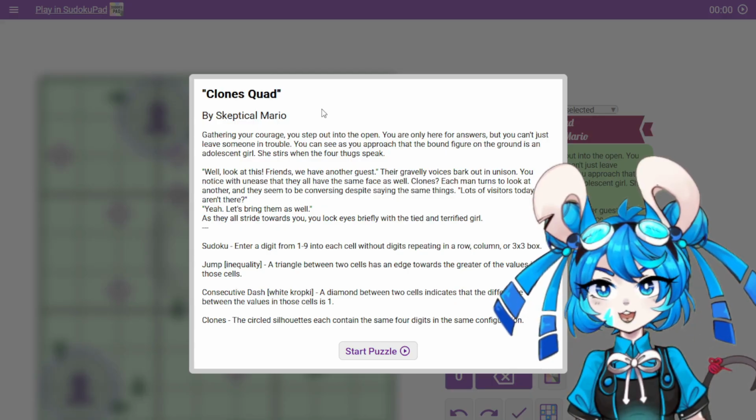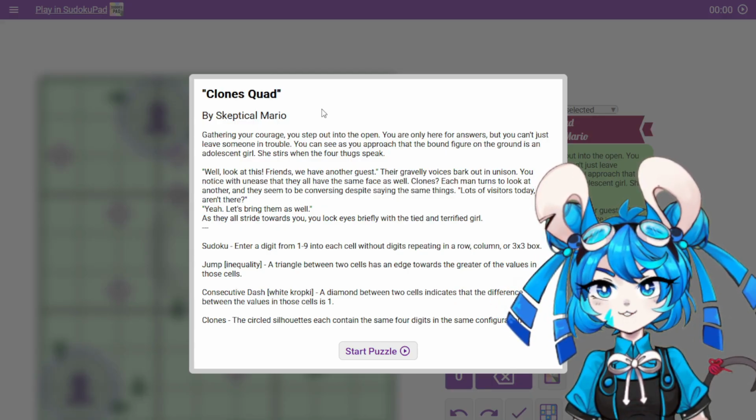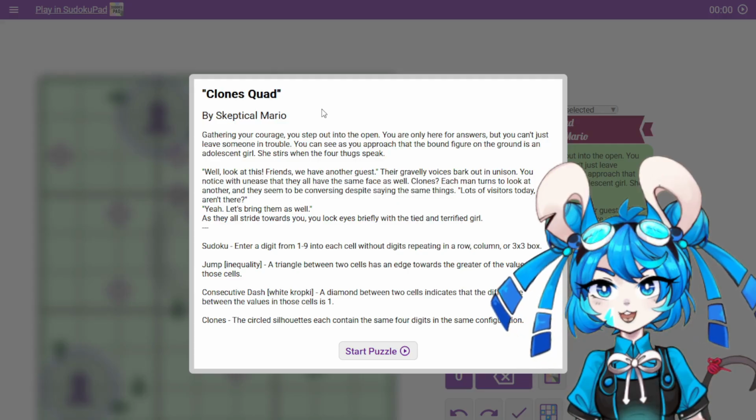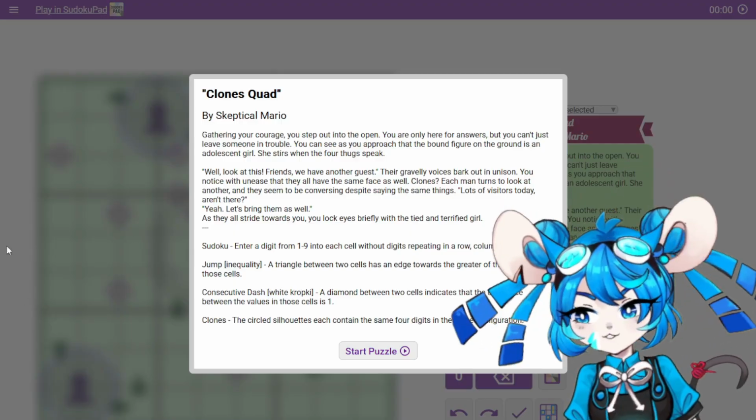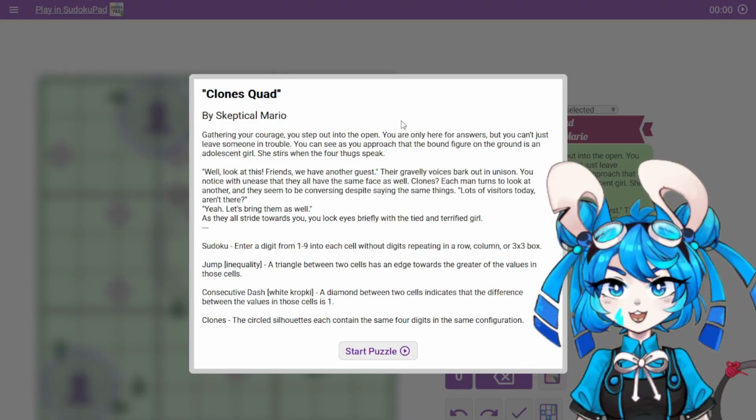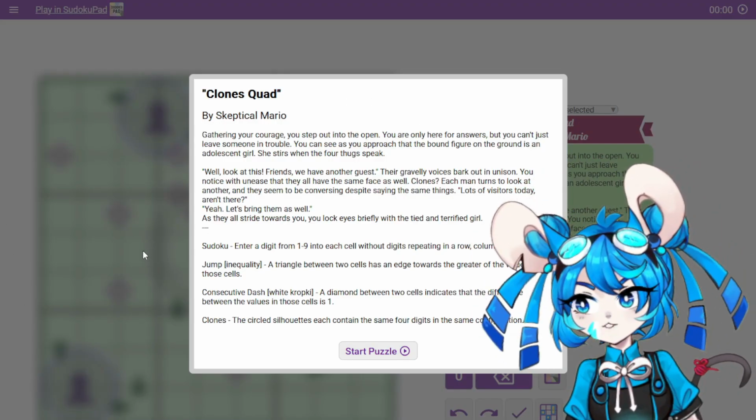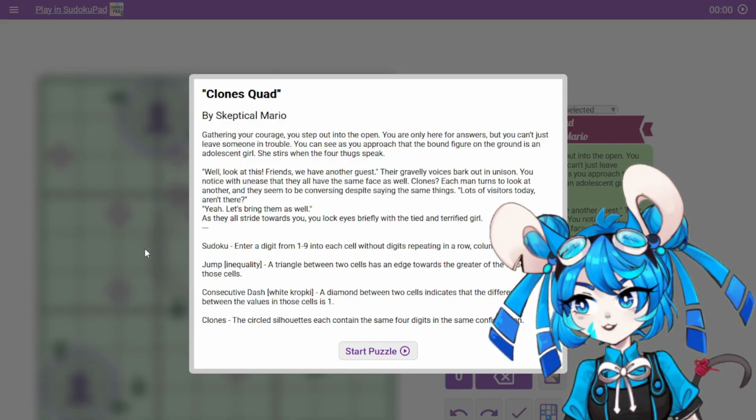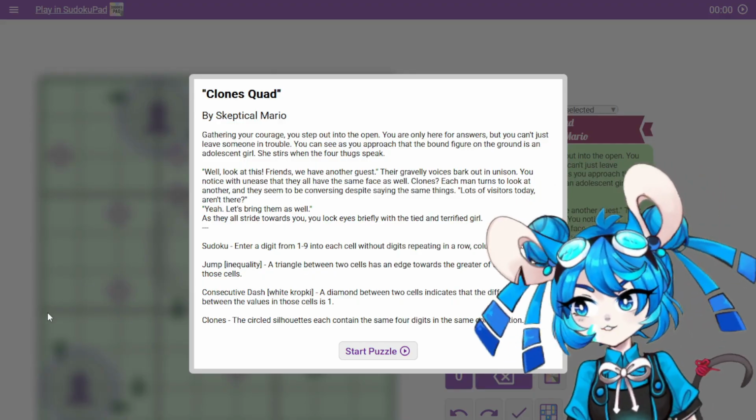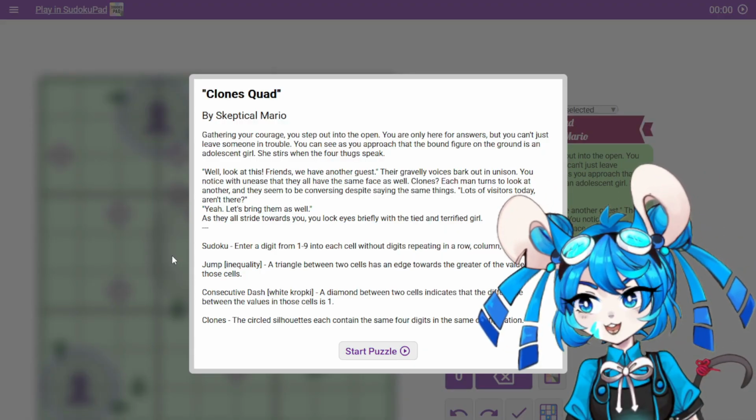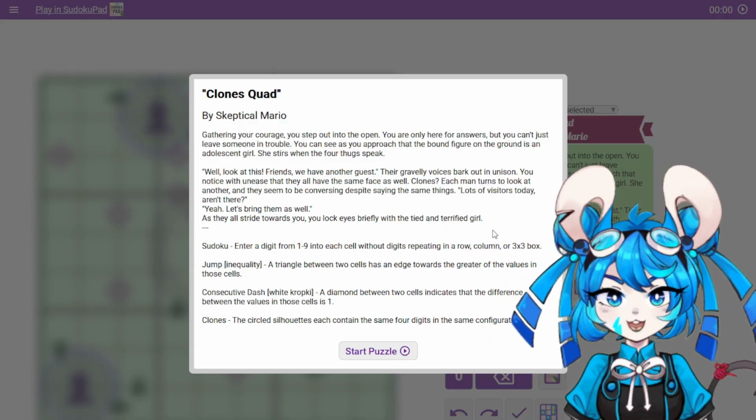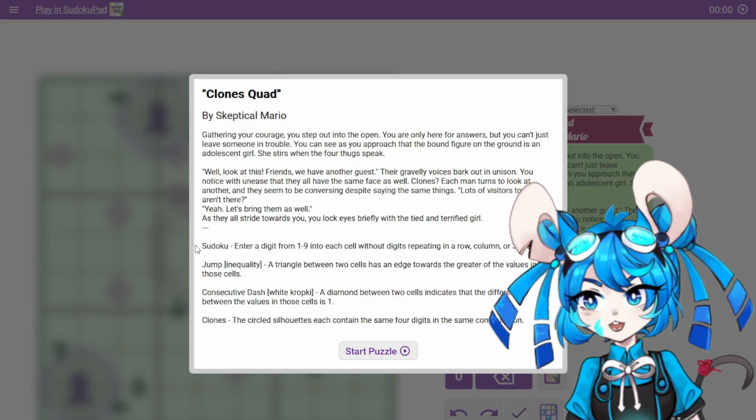Well, look at this. Friends, we've got another guest. The gravelly voices bark out in unison. You notice with unease that they all have the same face as well. Clones? Each man turns to look at another, and they seem to be conversing despite saying the same things. Lots of visitors today, aren't there? Yeah, let's bring them as well. As they all stride towards you, you lock eyes briefly with the tied and terrified girl.